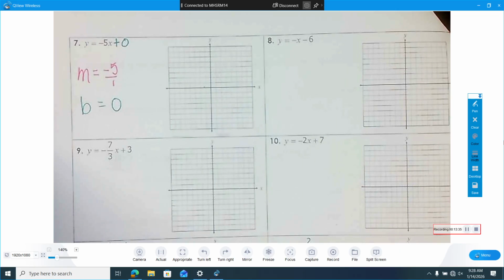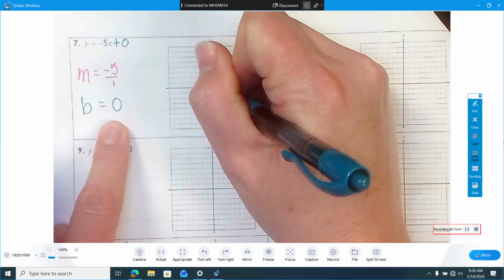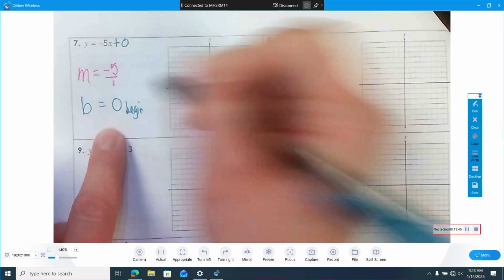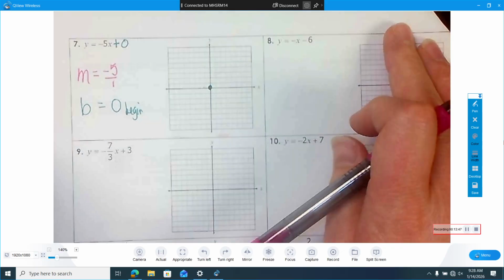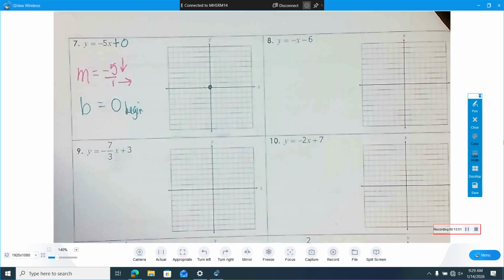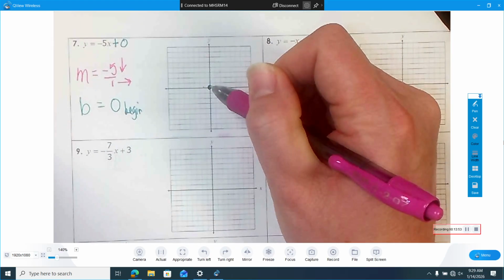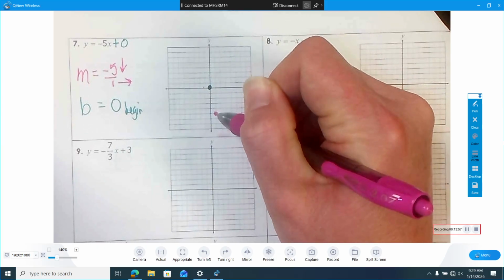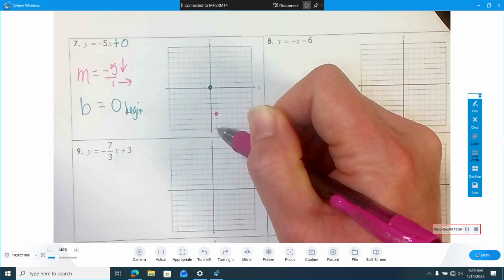Do we put zeros in our equations when they're not there? There's nothing there. But we're going to start here at 0 on the y-axis. B for begin here. And then what do I do for my slope? Down 5, right 1. So from my beginning point, we're going to go down 1, 2, 3, 4, 5, and right 1. Down 1, 2, 3, 4.